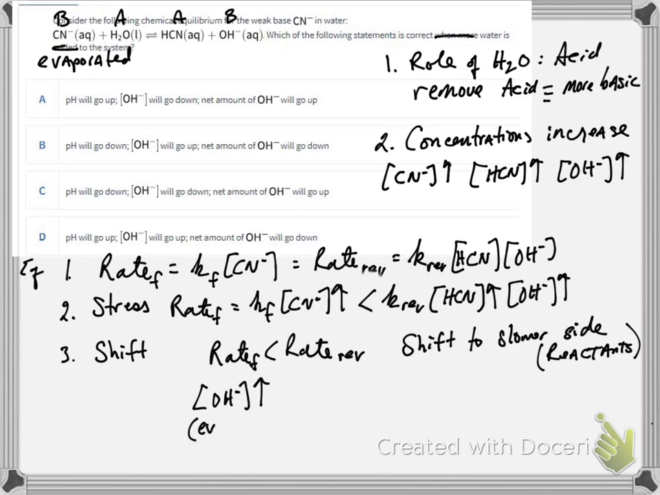So what we would expect is hydroxide ion concentration will go up through evaporation, but the moles of hydroxide ion will go down, and they go down because of the shift. The shift must transfer products over to the reactants, and by doing so, that means it's going to consume some of the products. OH minus is a product, so it's got to shift over to reactants. It must consume hydroxide ion, and so the amount of moles of hydroxide goes down.